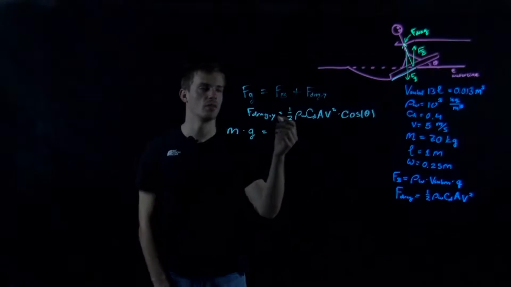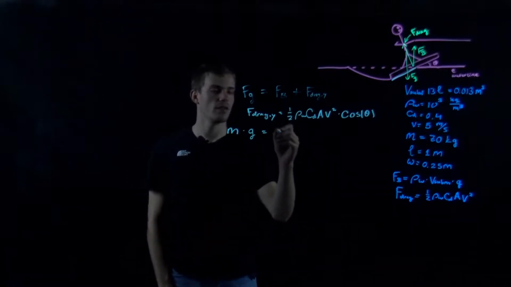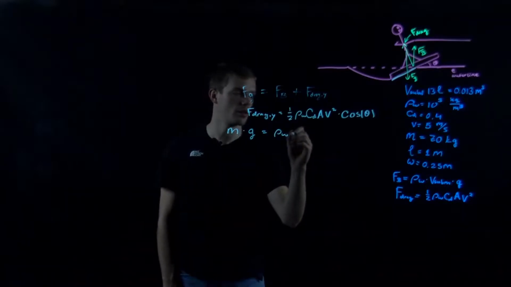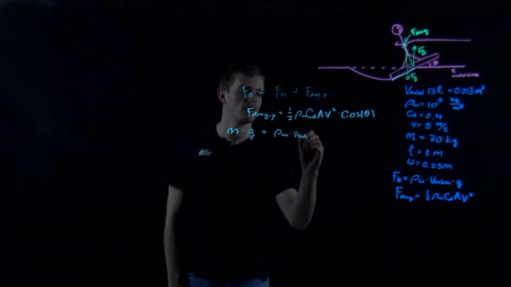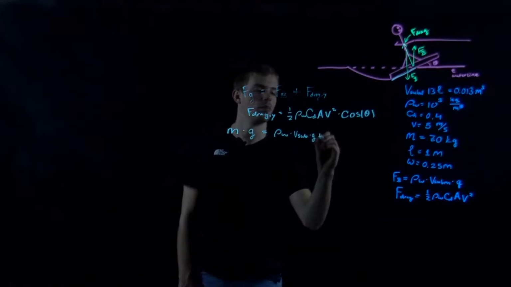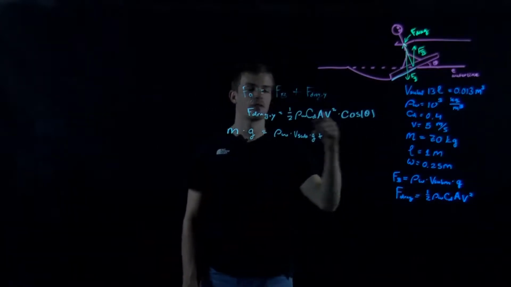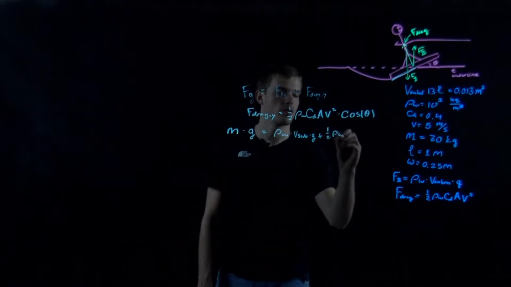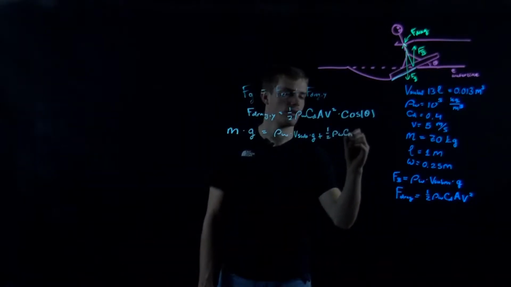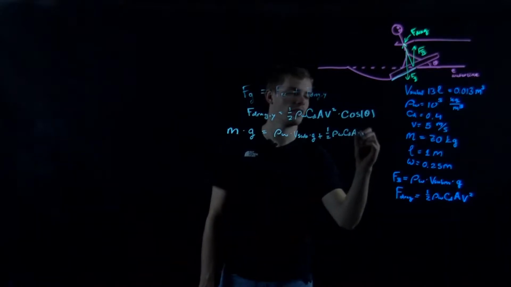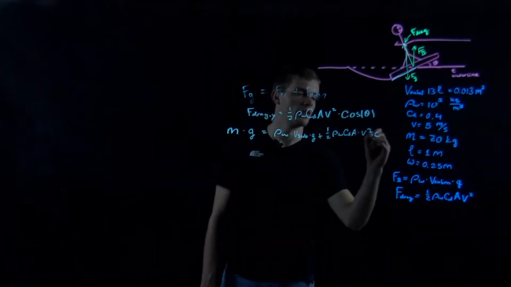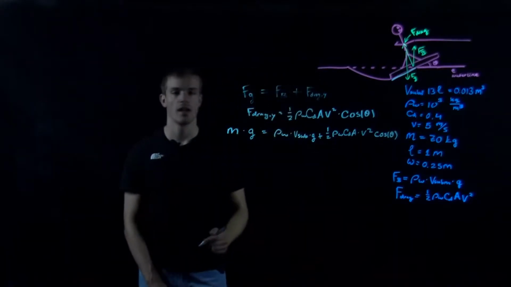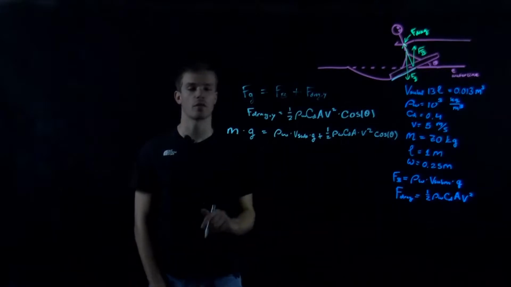If we fill in this formula, we will get m, the mass of the person and wakeboard, times g equals the buoyancy force, which is rho of water times v submerged times g, plus our drag force in the y component, so a half rho of water times the constant times A times v squared times the cosine of theta. And now we want to solve this equation for theta.